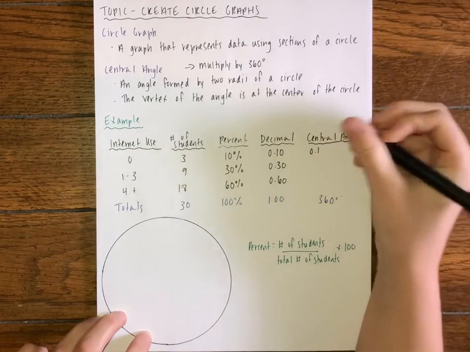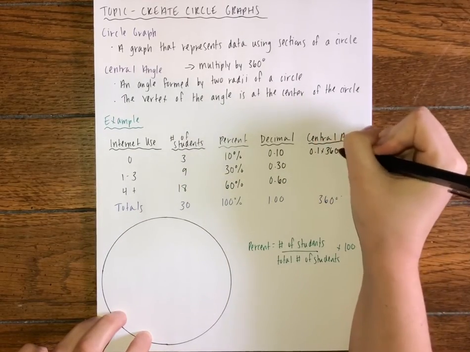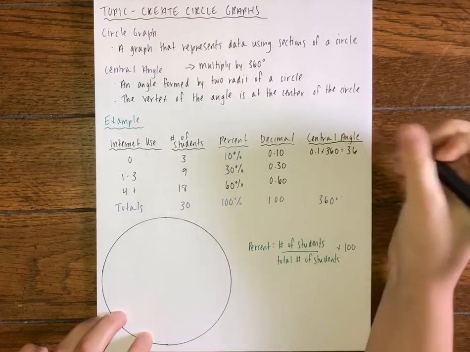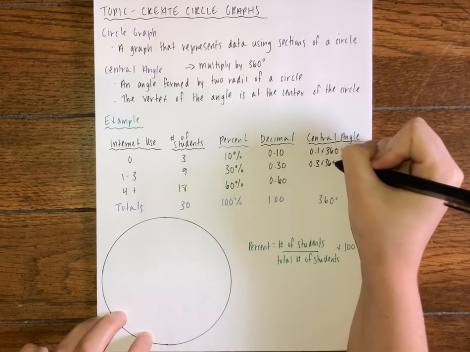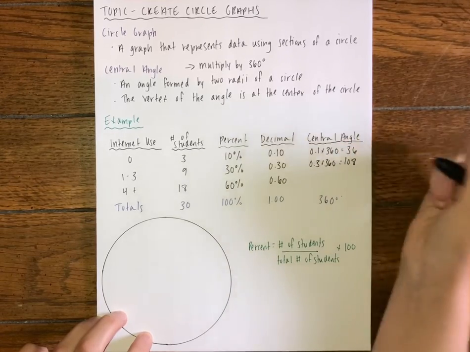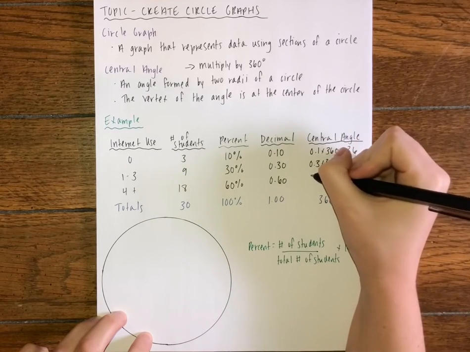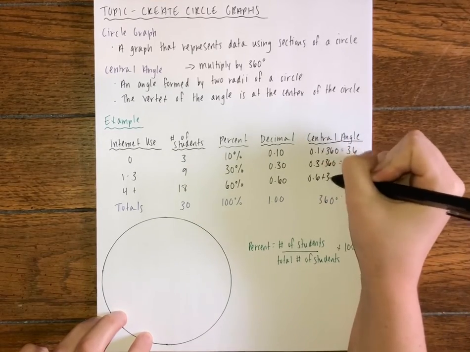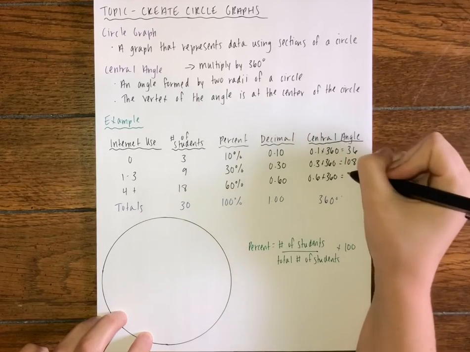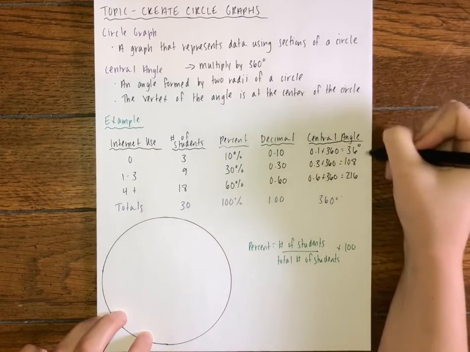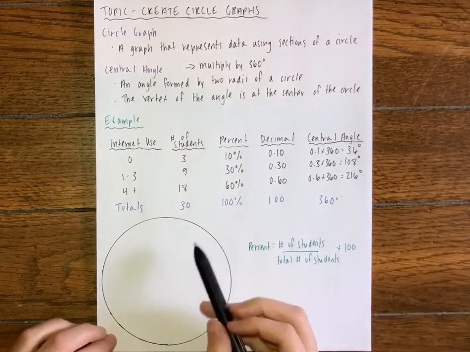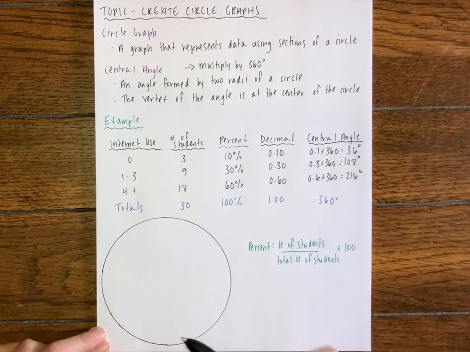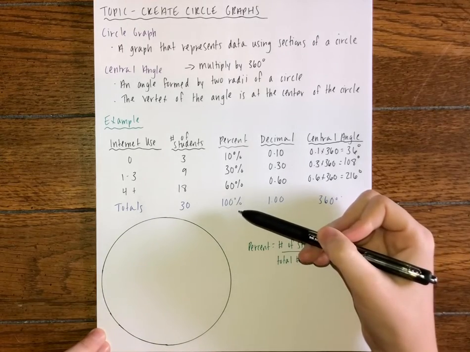So we have 1/10 multiplied by 360 is equal to 36. We have 3/10 multiplied by 360, 108. Then we have 6/10 multiplied by 360, which is 216. So all of these are going to be angles, and they add up to 360 degrees. Remember, when we're working with circle graphs, the total is 360 degrees, or 100%.